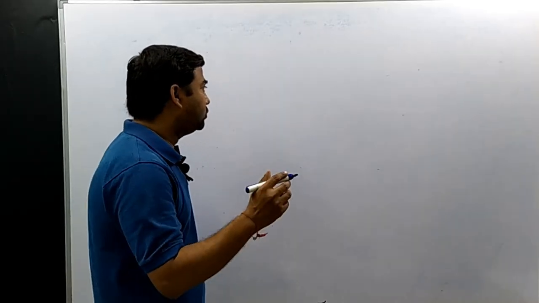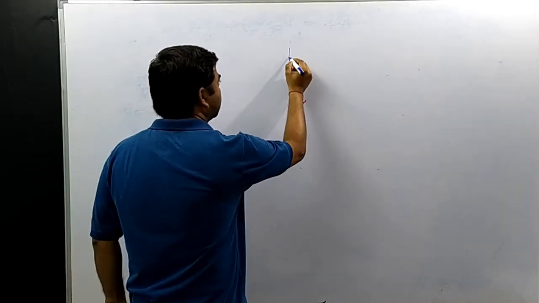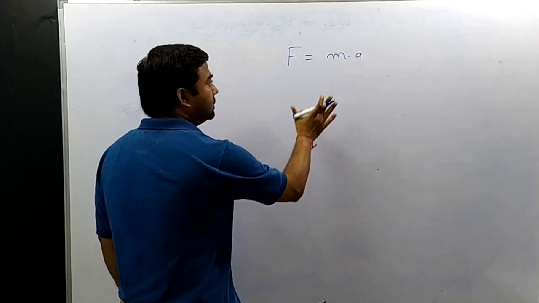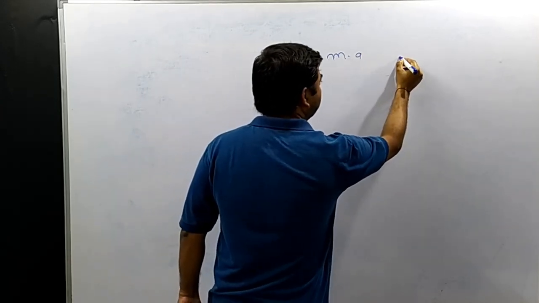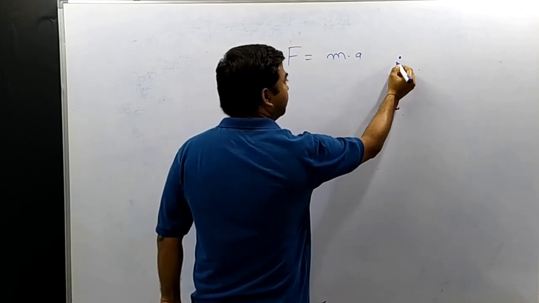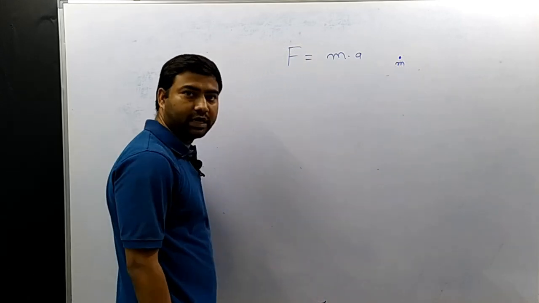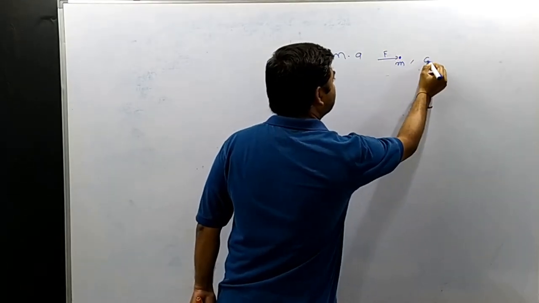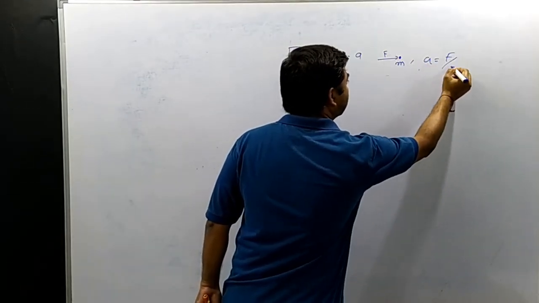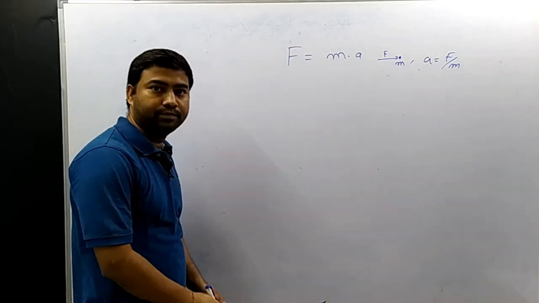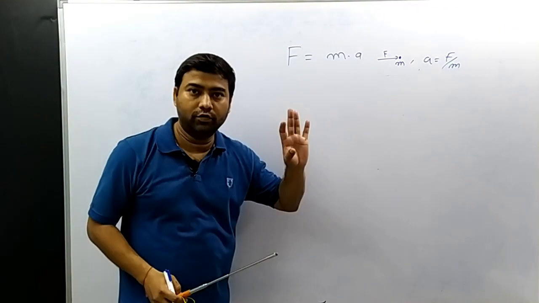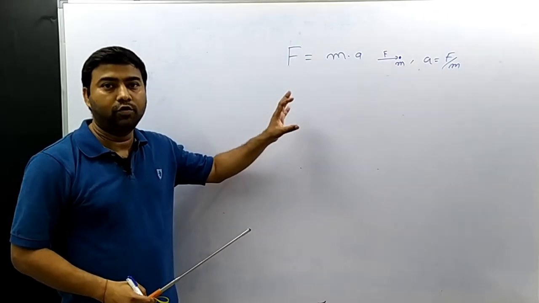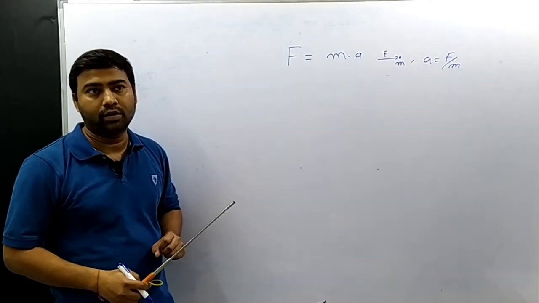So we know Newton's law of motion, F is equal to m into a. This law is modeled for a point mass. Let this be a point mass having mass m. If a force F is exerted, then the acceleration of this point mass will be F by m. This is Newton's second law of motion, and it is applicable for a point mass.